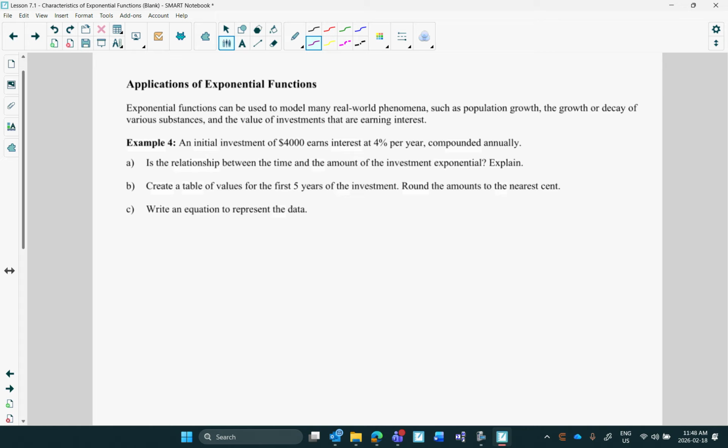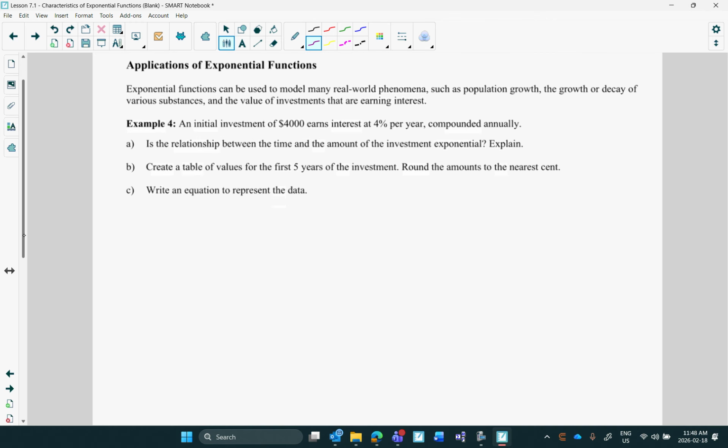So all we see is this. It is actually exponential, because you take 4% of 4,000, get your new amount, take 4% of that the next year, get your new amount, take 4% of that. So you keep multiplying it by 1.04. That's exponential growth. Okay? So it is exponential.